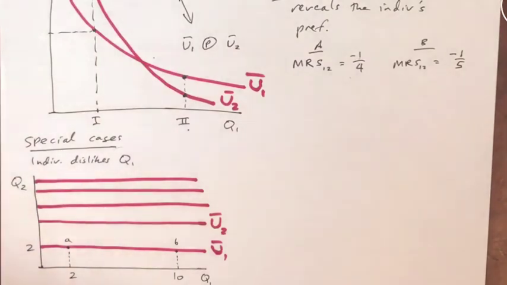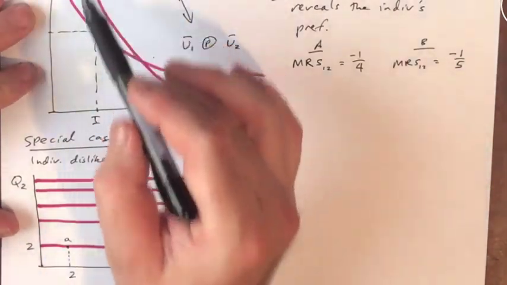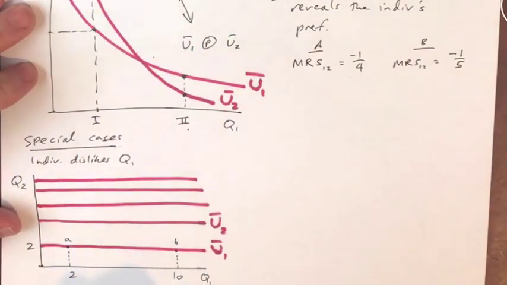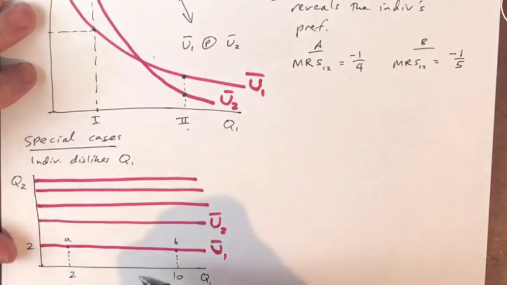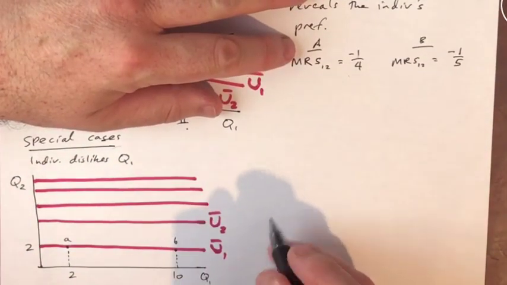Okay, this is not normally what we assume, right? Normally, we assume that they like both goods, and that gives us a nice curved shape, okay? But this is just to show you, if an individual happened to dislike one of the goods, it would produce either a flat one if they dislike good 1, or a vertical one if they dislike good 2. All right. Let's do another special case.